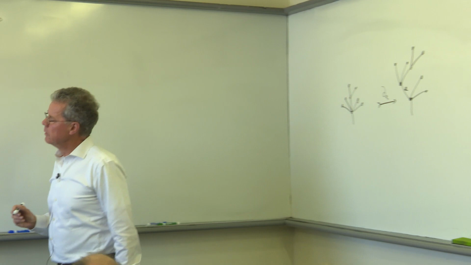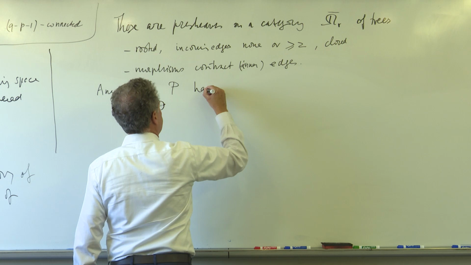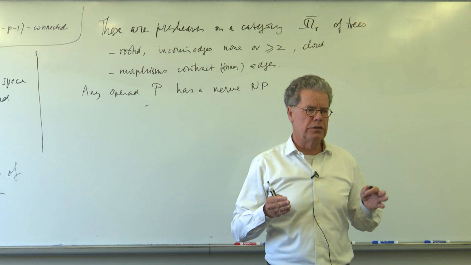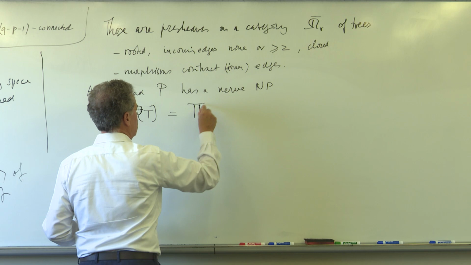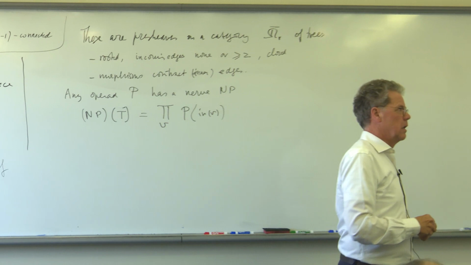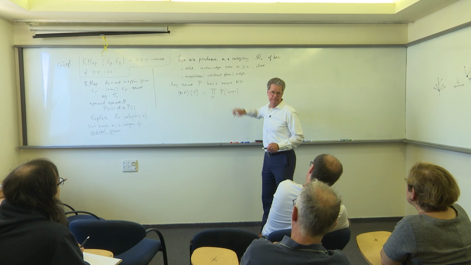Okay. And now, any operad P has a nerve NP, and this nerve is a pre-sheaf on this category. Okay, so I have to assign to each tree a space. The nerve of P of T is the product over all the vertices of T of P of the incoming edges of V. Okay, so if you don't want to mess too much with symmetric groups, it is very practical to work with this coordinate-free version of operads that I talked about yesterday. So this is a set, a finite set. Okay, it's not a number.